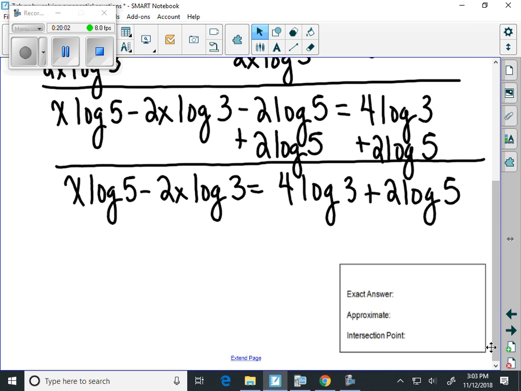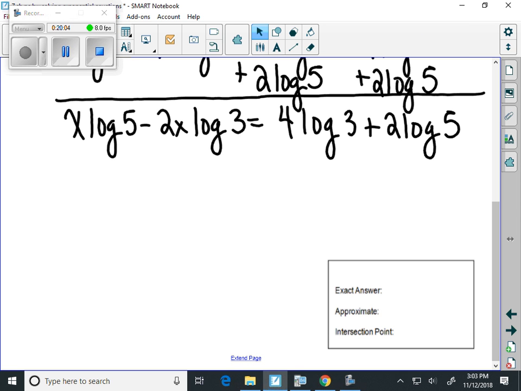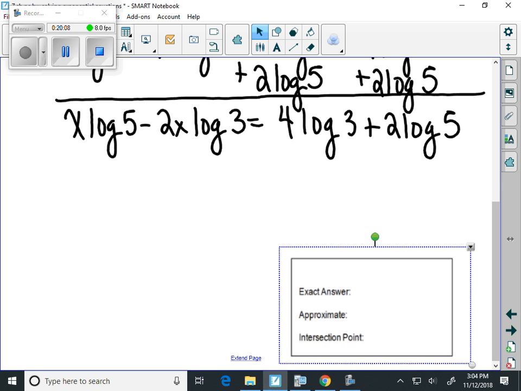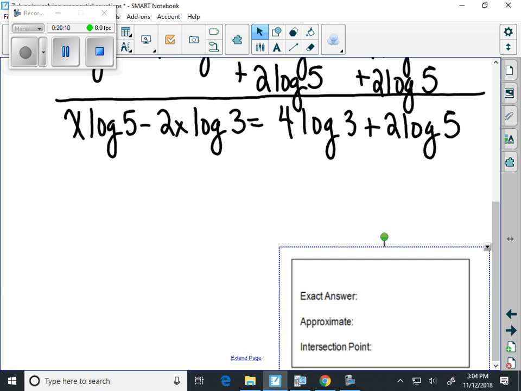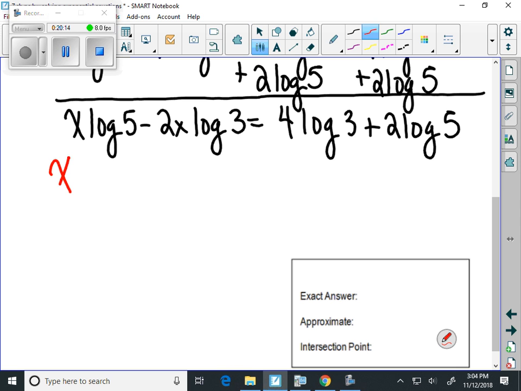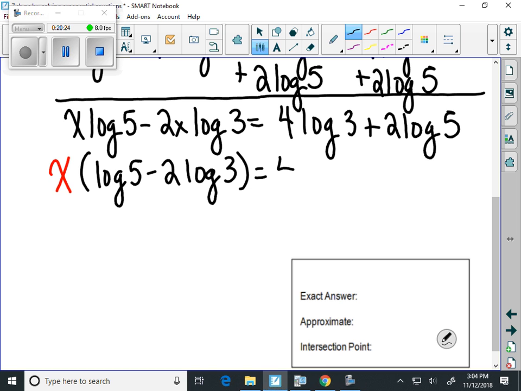Once again, because there's more than one x on this problem, what we're going to have to do is we're going to have to factor. We factor out an x. And when we factor out an x, we're left with log of 5 minus 2 log of 3 equals 4 log 3 plus 2 log 5.